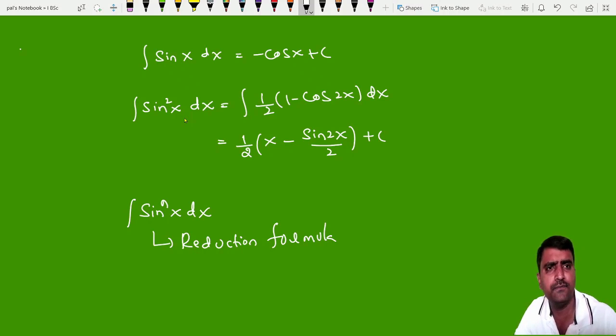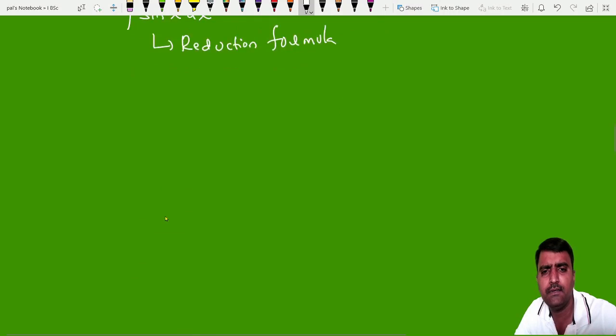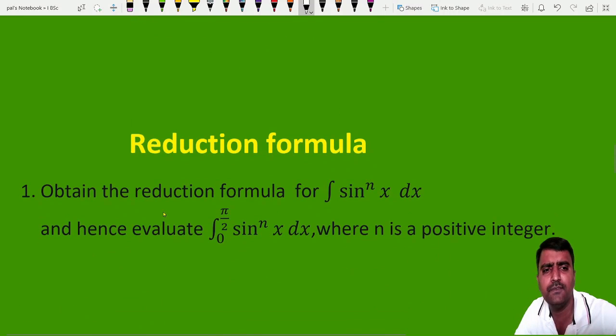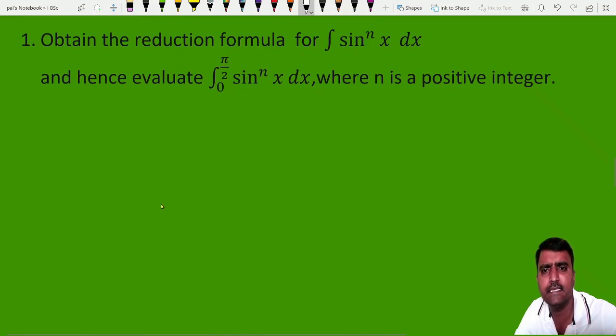What is the reduction formula for sin to the power of n x dx? We need to find the reduction formula for the integration of sin to the power n x dx. So take this function, the integration of sin to the power n x dx.